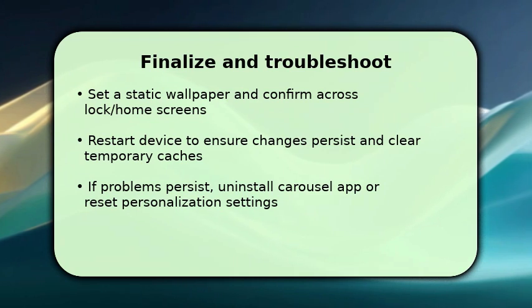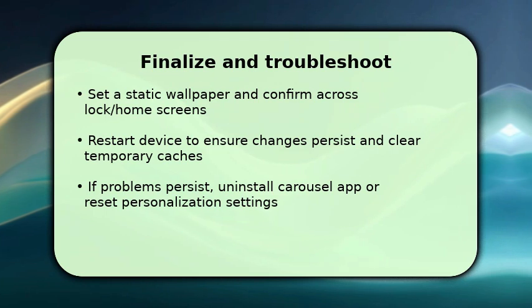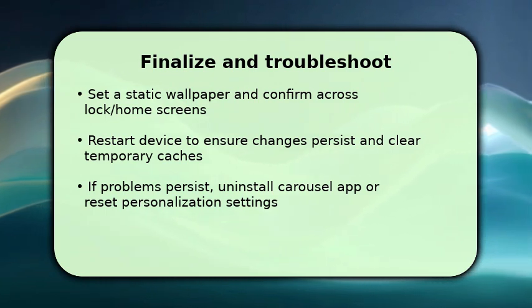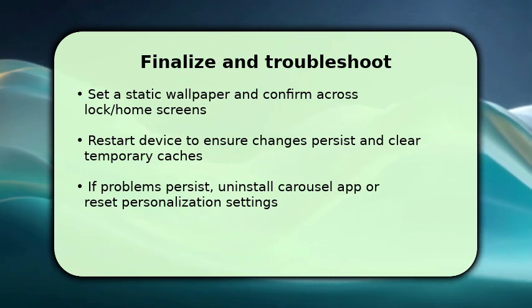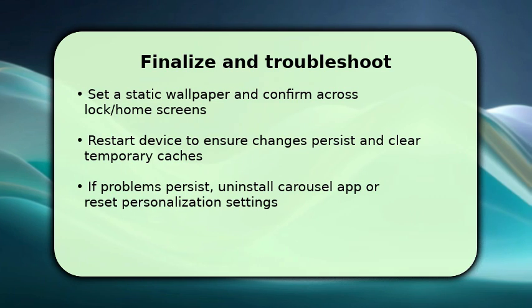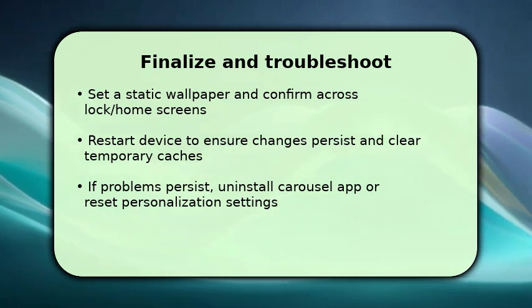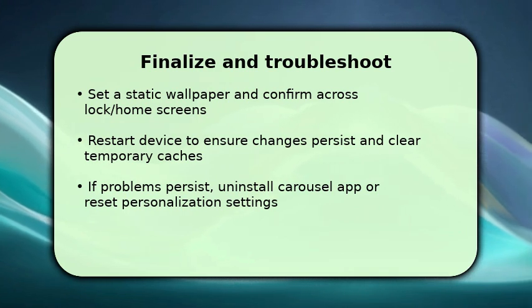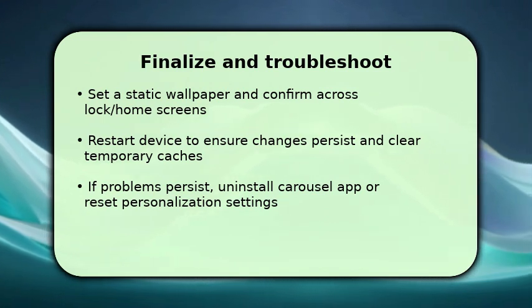Once applied, restart the device to ensure the change persists and to clear any temporary caches that might restore the carousel. If the carousel returns, uninstall the wallpaper app or revoke its permissions, and then reset personalization settings. This removes hidden links. One tip: if toggles are grayed out, check account sync or administrator/device management policies that may enforce it.